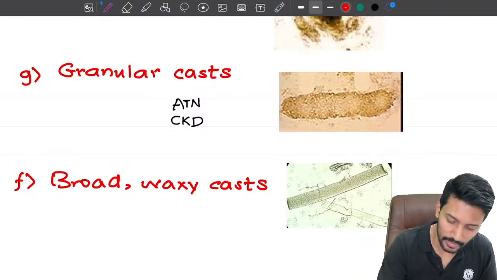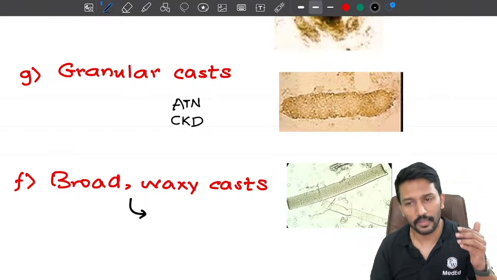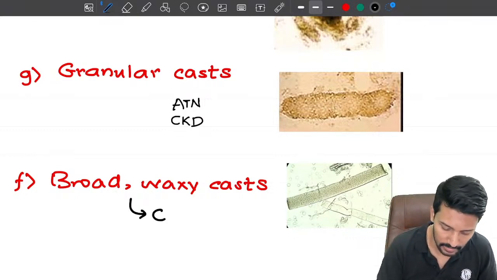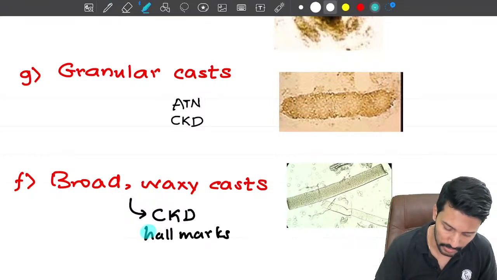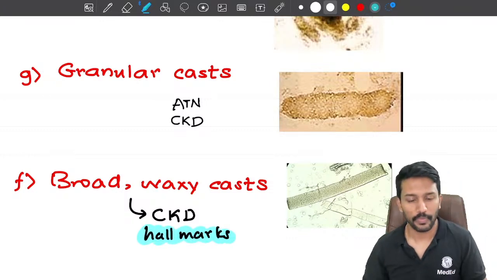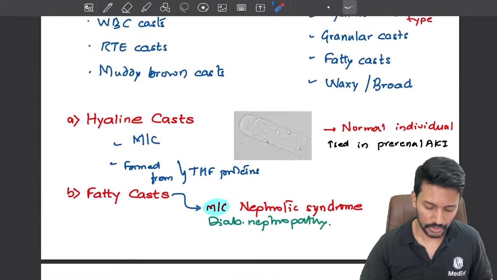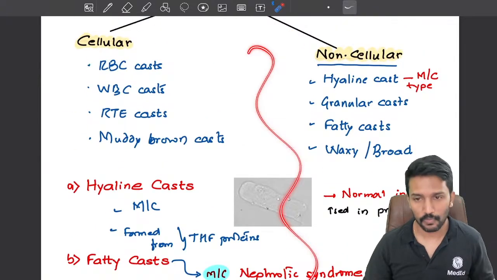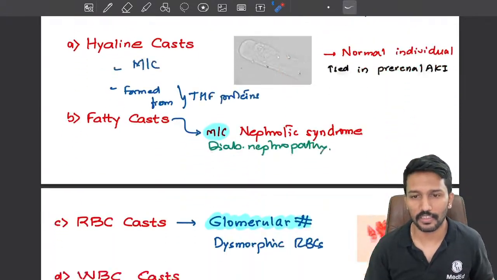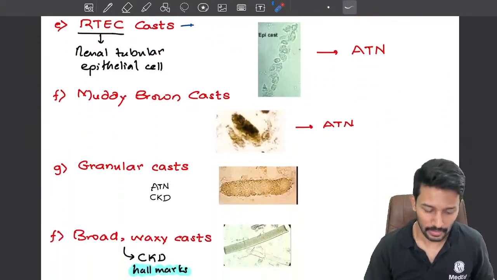Remember, in terms of casts, this is the surest evidence that there is CKD. These broad waxy casts are hallmarks of CKD. So if I see these casts, I know the patient has chronic kidney disease. Almost every alternate year we do expect one question either directly from the cast, or information from the cast might be helping you reach the diagnosis.